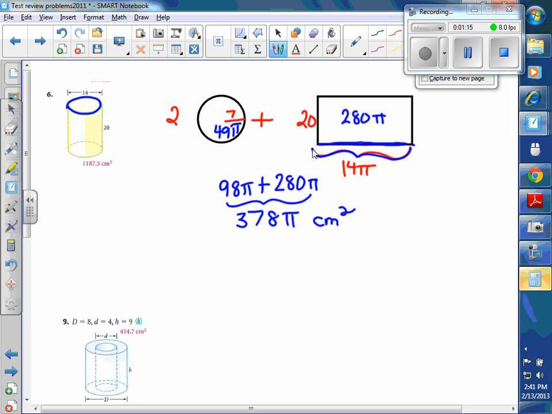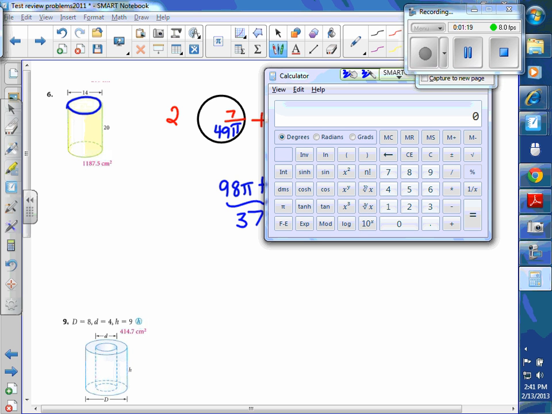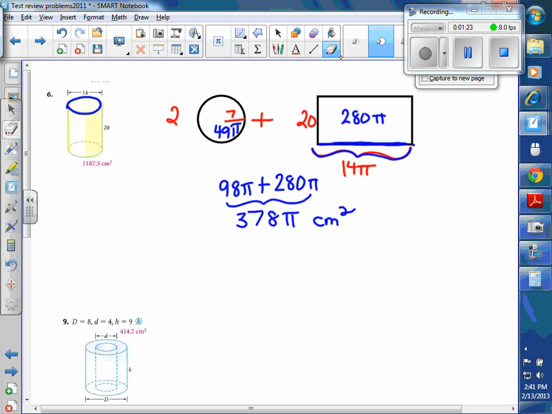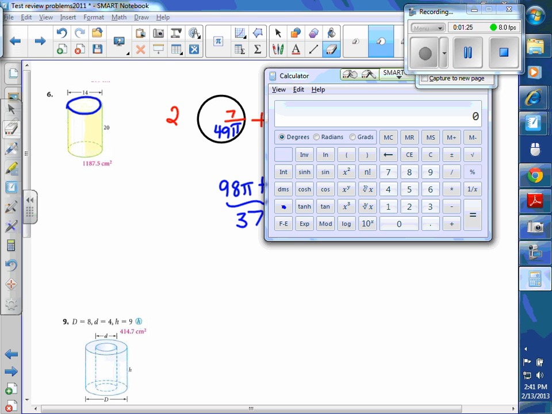Sometimes they use the pi key, sometimes they don't. In your book, you should always use the pi key. So is that 378 times pi? Yeah, so then round it. Does that make sense?